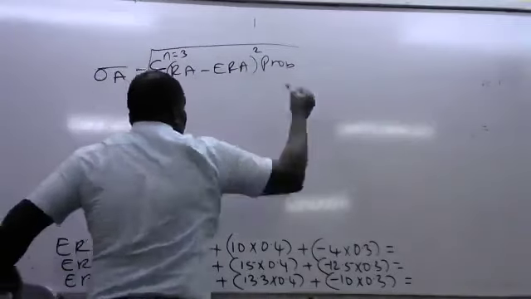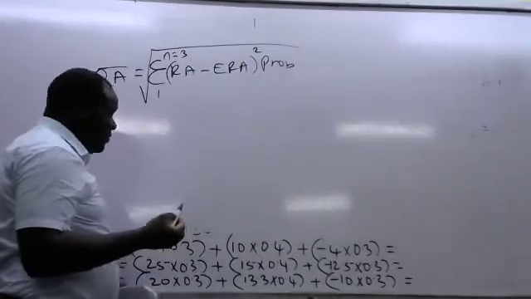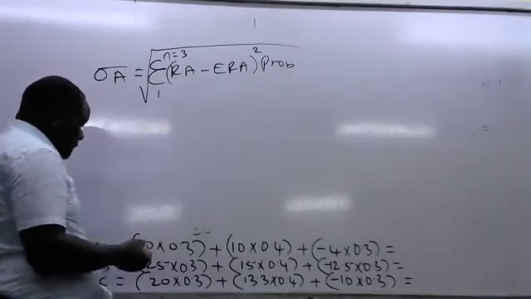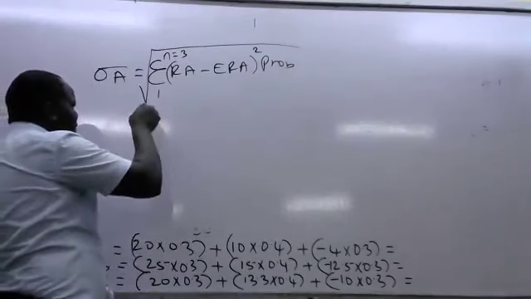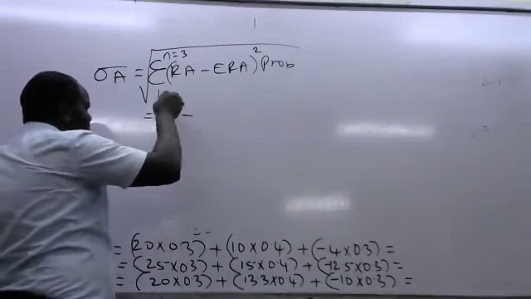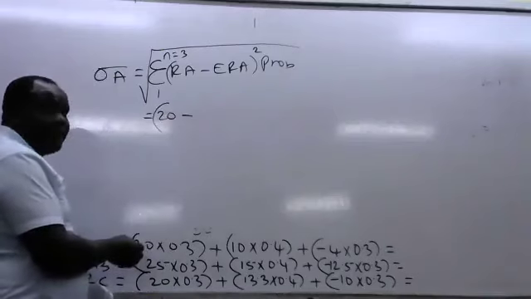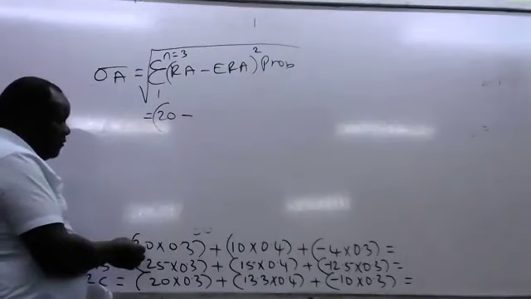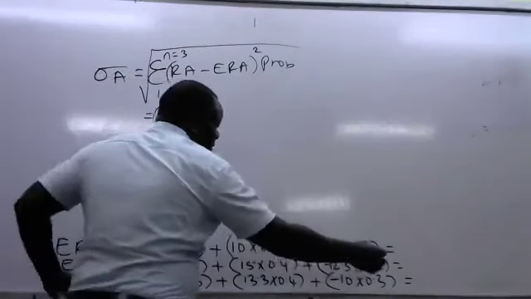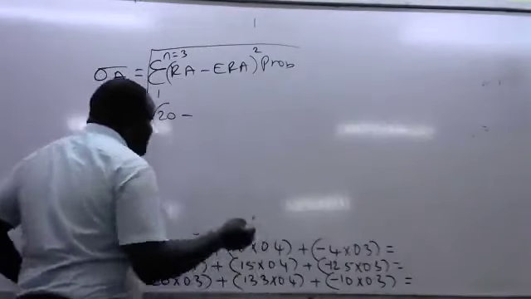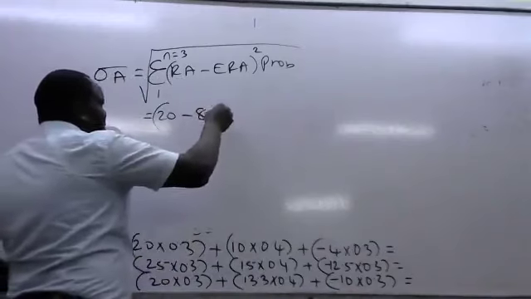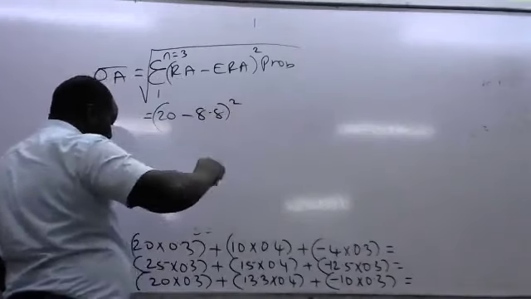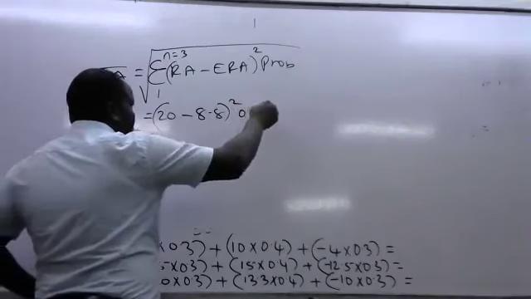Then you come up with the square root of that. So the first return for A was 20. The expected return is 8.8. So 20 minus 8.8, you square. The probability for that is 0.3.